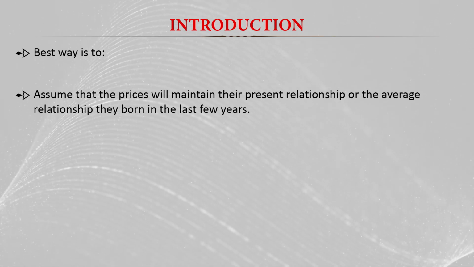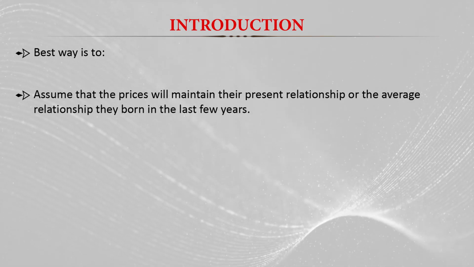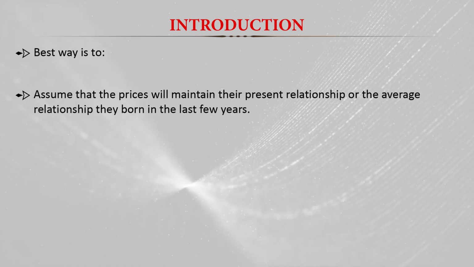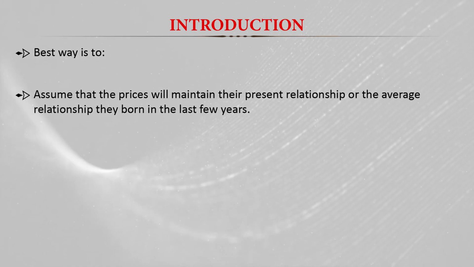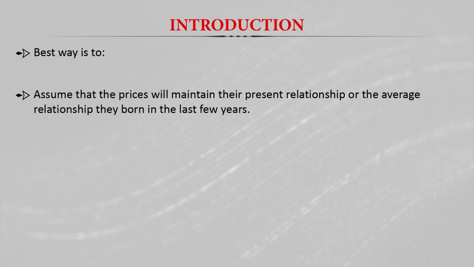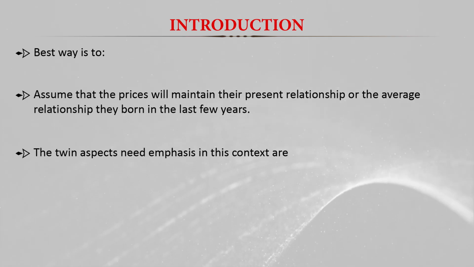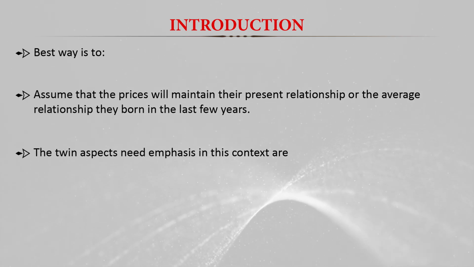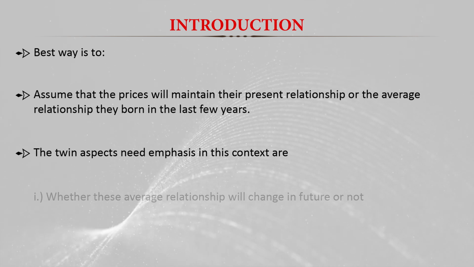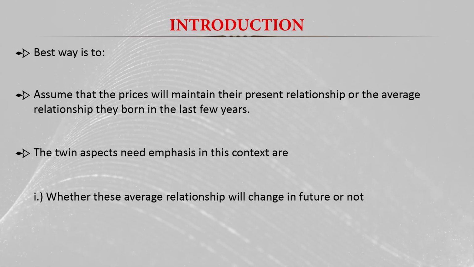When we compare the prices of the input and output, the same relation which is present in the current year will be maintained in the future also, or the average relationship that prevailed in the last few years will be maintained in the future also, that we assume. That is the best way. So here basically there are twin aspects that need to be emphasized in this context. There are two things. One, whether this average relationship will change in future or not.